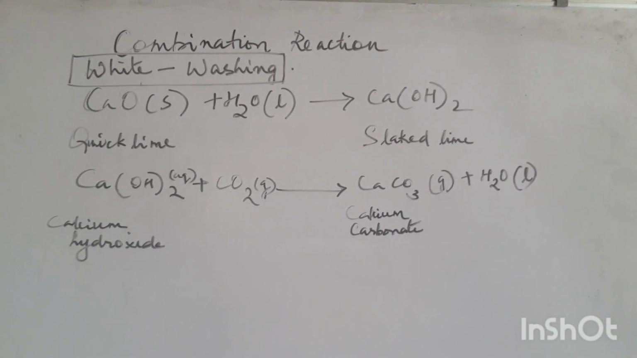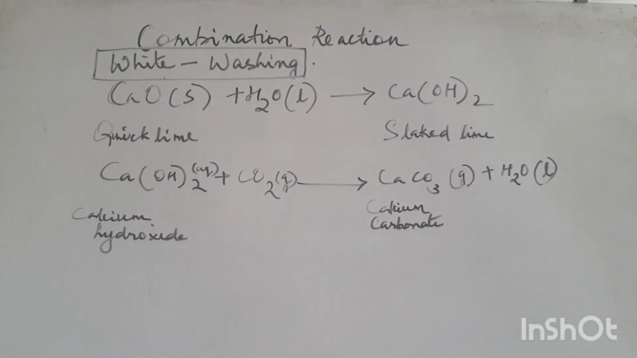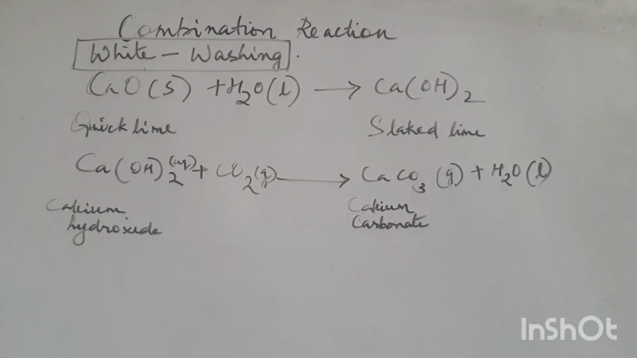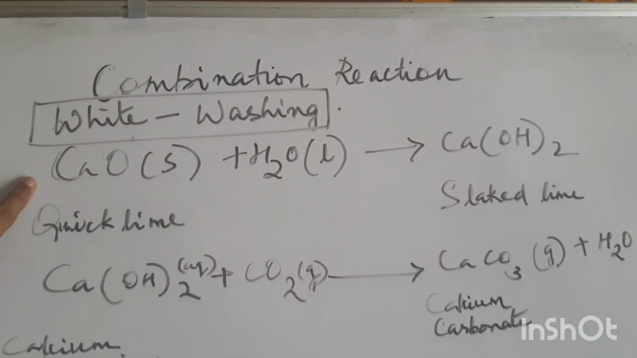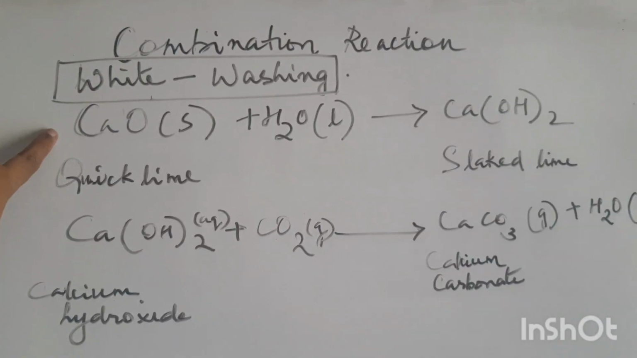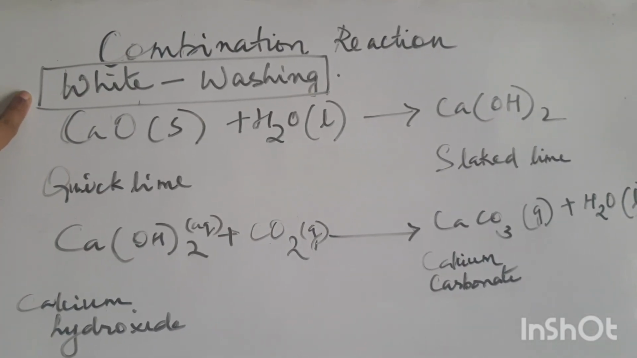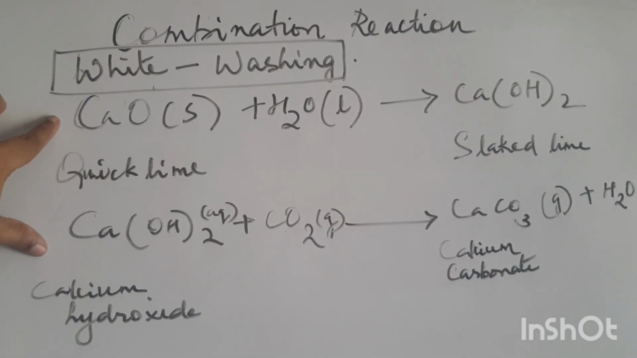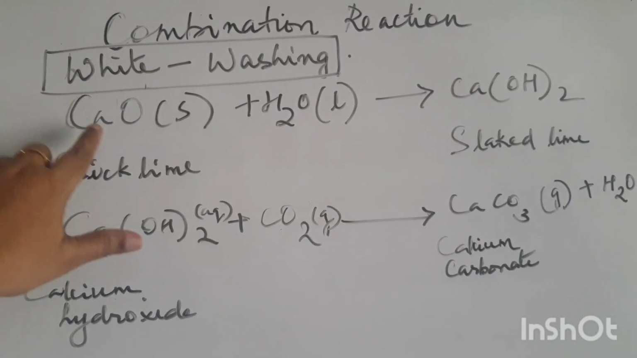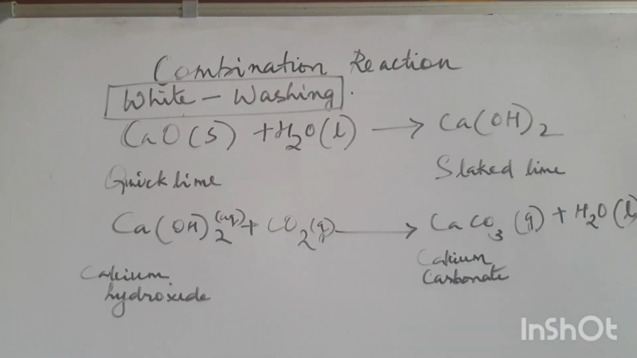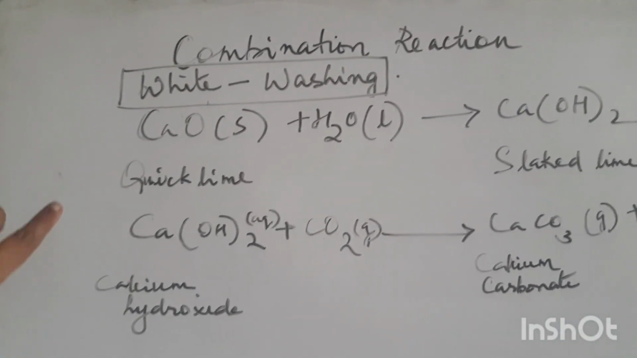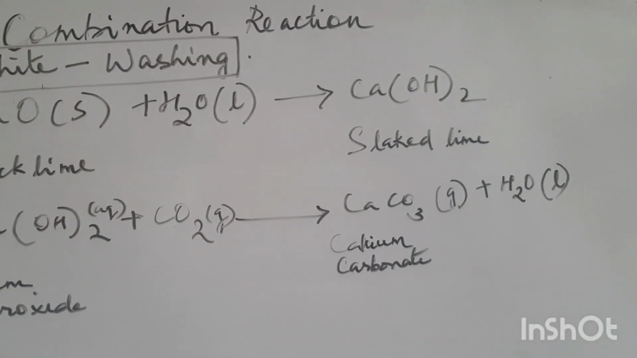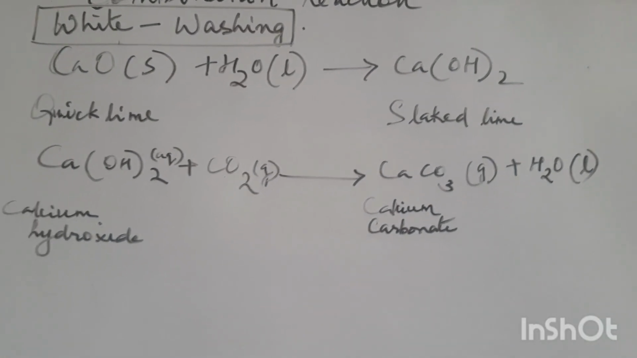So in detail we'll see this example: calcium oxide combines with water to form calcium hydroxide. That is the first chemical equation I've written, and above that I've written whitewashing. These two examples are the reactions that occur during whitewashing. When you take quicklime, it's in the powder state. Quicklime is calcium oxide. When you mix it with water, you get calcium hydroxide, that is the slaked lime.